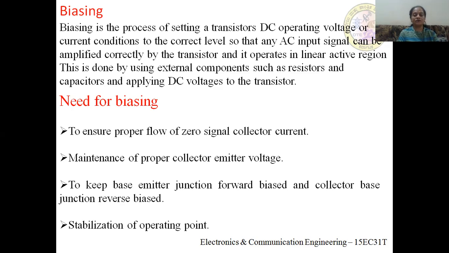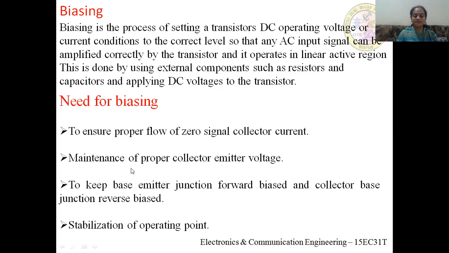To operate in the active region, the base-emitter should be forward biased and the collector-emitter should be reverse biased. So in order to operate the transistor in active mode, we apply some DC voltages. Applying DC voltages is called biasing, and when we do the biasing, a proper amount of collector current will flow. That is nothing but the proper flow of zero signal collector current.